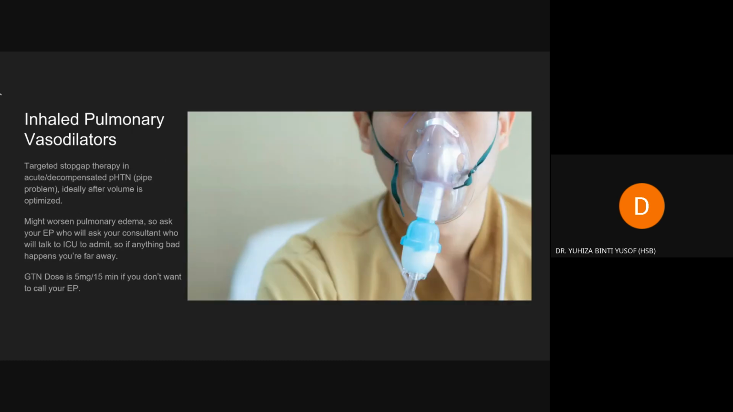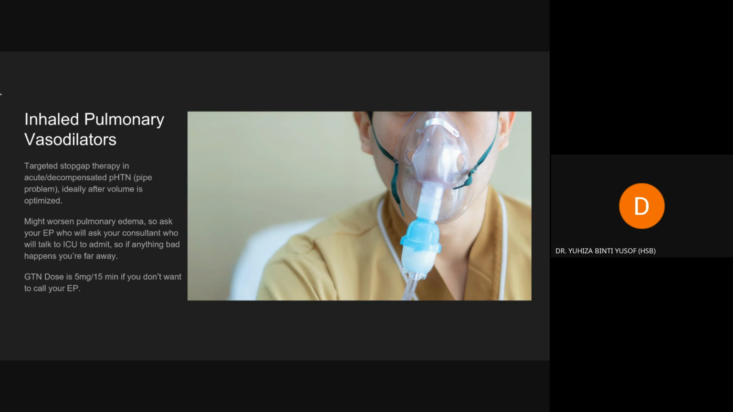Inhaled pulmonary vasodilators. If you have acute pulmonary hypertension, your fluid is not optimized, and the patient is still in extremis, you don't want to intubate the patient, because if you intubate a patient with RV failure, that's when they deteriorate the fastest. So you can consider inhaled pulmonary vasodilators.